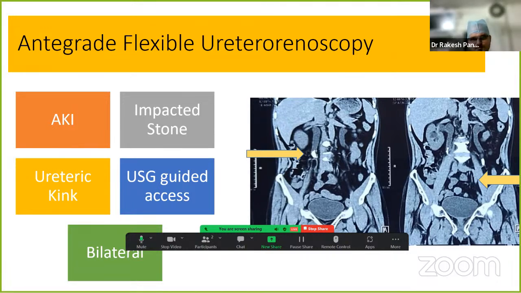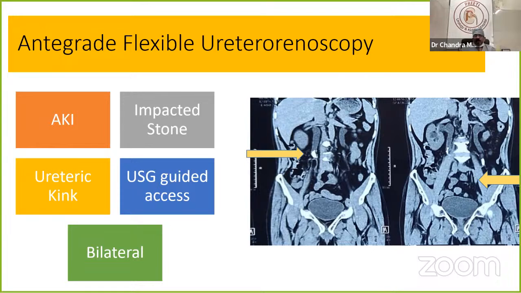That is correct. Prone ECIRS is difficult. PCNL can be done in prone position, but if by chance you want to manipulate from below, you cannot. It's very difficult. Split leg prone ECIRS is there, but it is not practiced routinely.